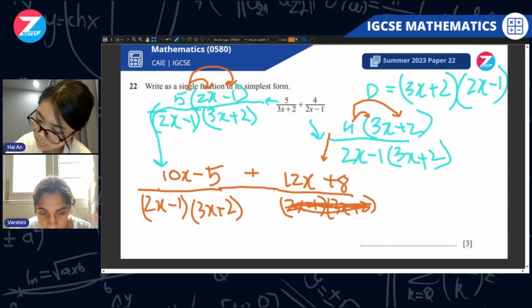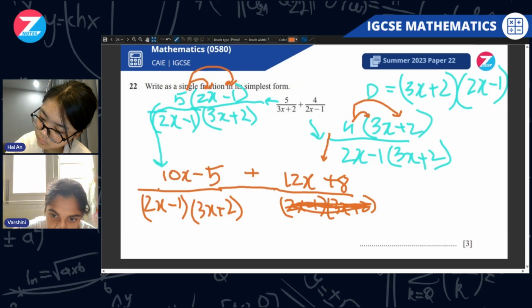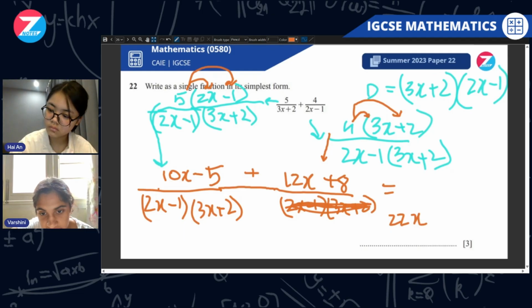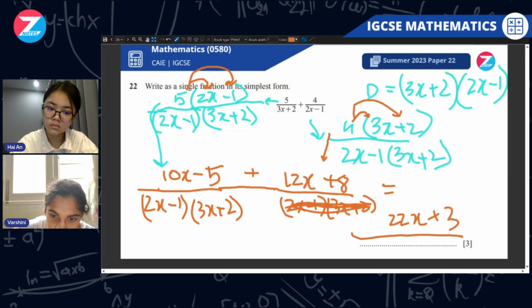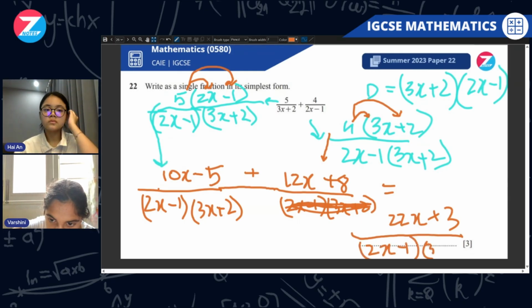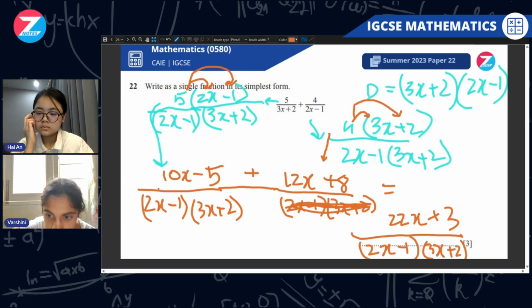So 10x plus 12x, it's 10 plus 12, which is going to be 22x. And minus 5 plus 8 is going to be 8 minus 5, which is 3. It's going to be 22x plus 3. And on the denominator, we can leave them as this big multiple because the question is only 3 marks. So it's going to be 2x minus 1 into 3x plus 2.